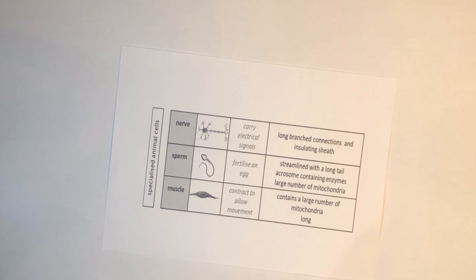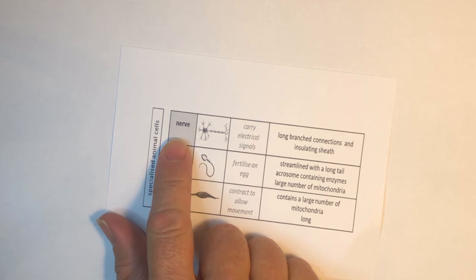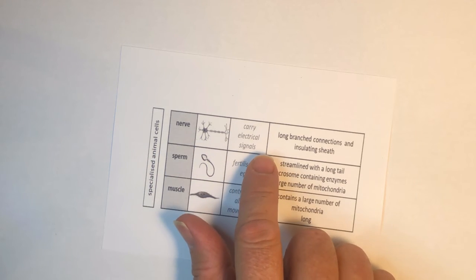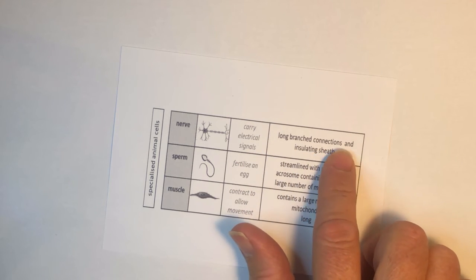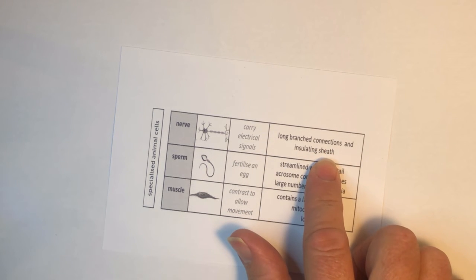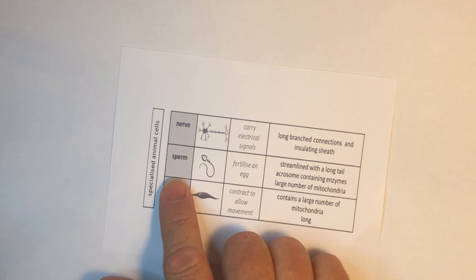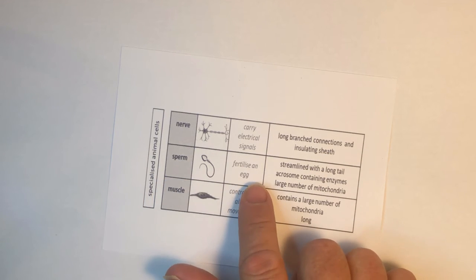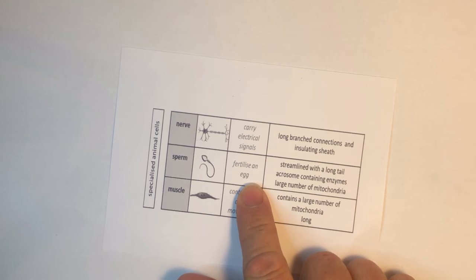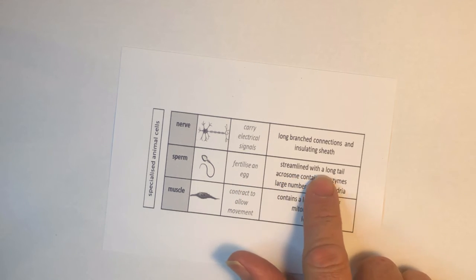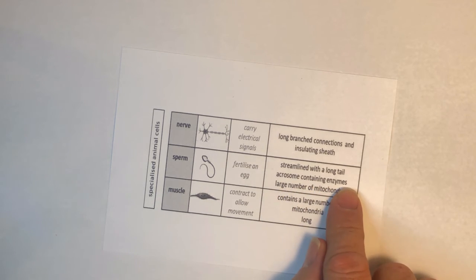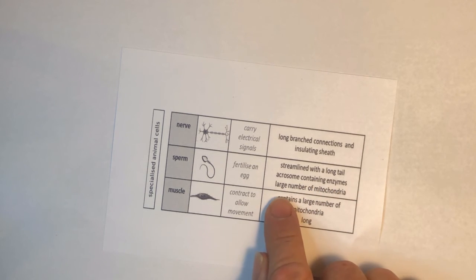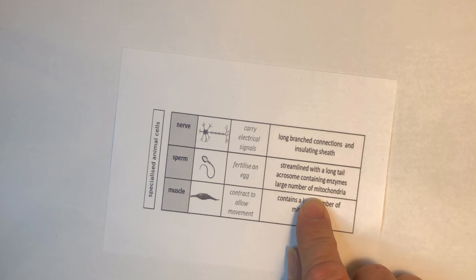3 specialised animal cells are the nerve. The nerve's role is to carry electrical signals. It is long, or has long branch connections and insulating sheaths. A sperm is specialised, and its role is to fertilise an egg. Its specialism is that it is streamlined with a long tail, allowing it to swim. It has an acrosome containing enzymes to break into the egg, and it has a large number of mitochondria to give it a considerable amount of energy.